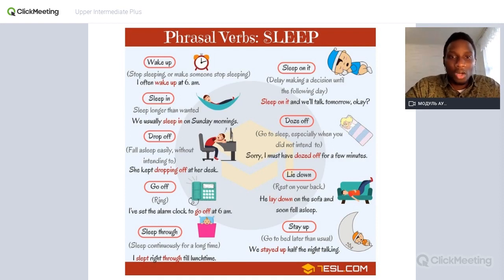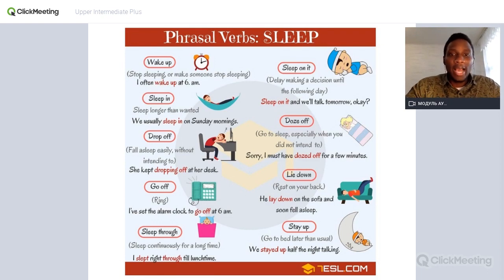And then you have doze off. Now, doze off, it means go to sleep, especially when you did not intend to. Now, it says, sorry, I must have dozed off for a few minutes.